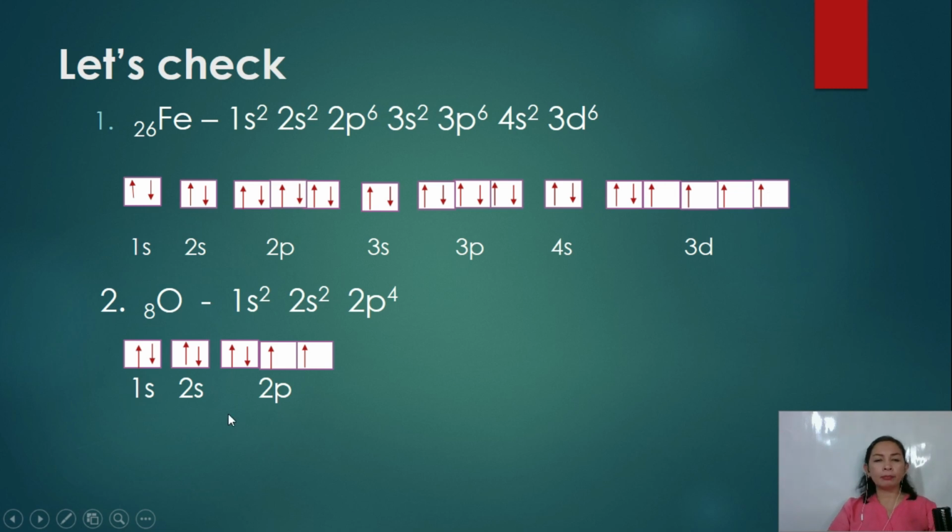Next, for oxygen, we have 8 electrons. If you write the electron configuration, we have 1s2, 2s2, and 2p4 to complete 8 electrons. Then this is the orbital diagram. 1s and 2s are filled. For 2p, since we have only 4 electrons, only the first orbital is filled with 2 electrons. Again, 2 points here, 2 points here.